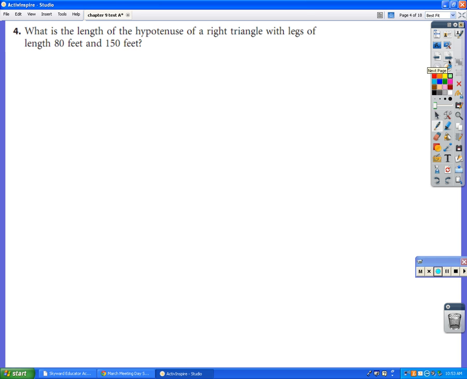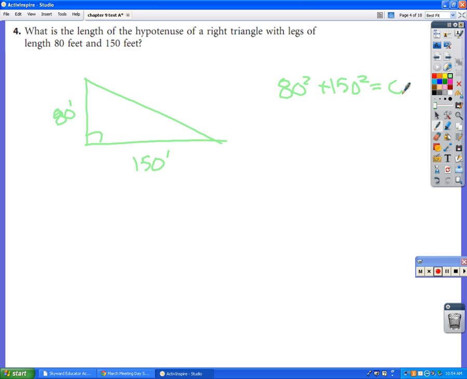All right, so then number 4, they're asking you to do the Pythagorean theorem, but they're just saying it in words. So it says, what is the length of the hypotenuse of a right triangle with legs of 80 feet and 150 feet? So what do you do for that? Pythagorean theorem. So you go, 80 squared plus 150 squared equals C squared. And when you work that out, you get 170, because one of our Pythagorean triples is 8, 15, 17. So 80, 150, 170.